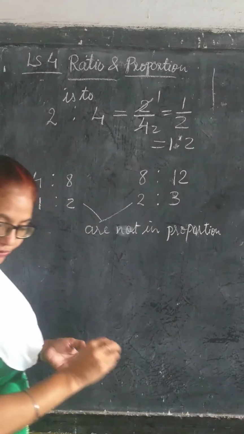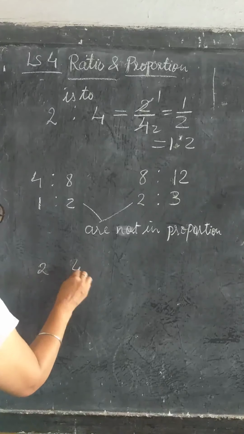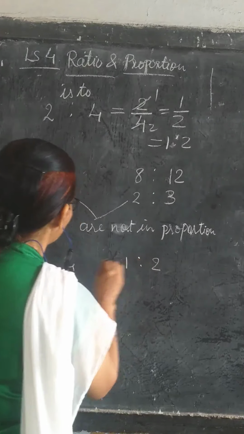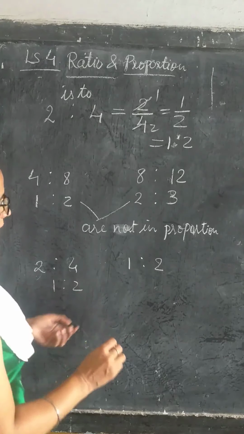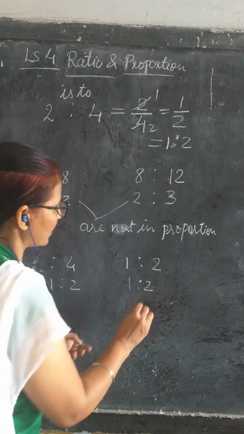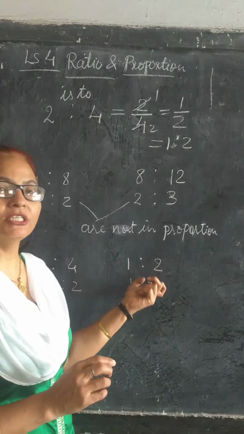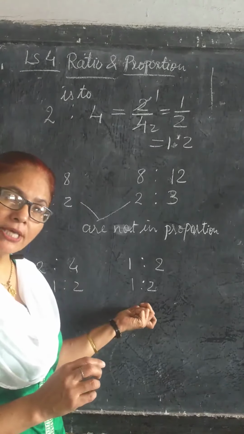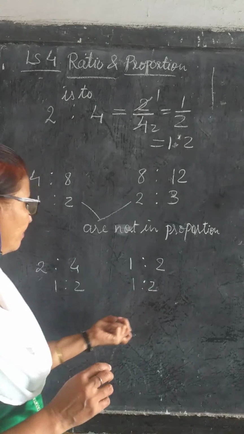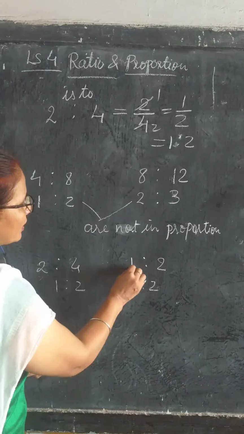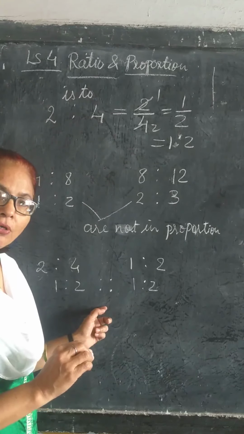Okay. Now let's take one more example. Suppose here I have taken 2:4 and here 1:2. Now let's compare these two. When I compare, here I will get 1:2 and here 1:2 will be as it is, because we cannot write its simplest form. Now you can see that the ratio of 2:4 and the ratio of 1:2 is the same. So as the ratio of these two quantities and the ratio of the other two quantities is the same, we can say that 2:4 and 1:2 are in proportion, and this is the symbol for proportion.